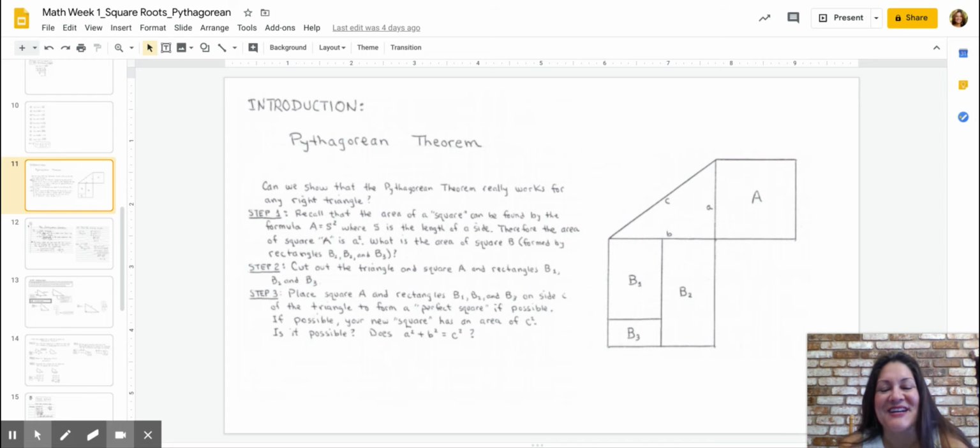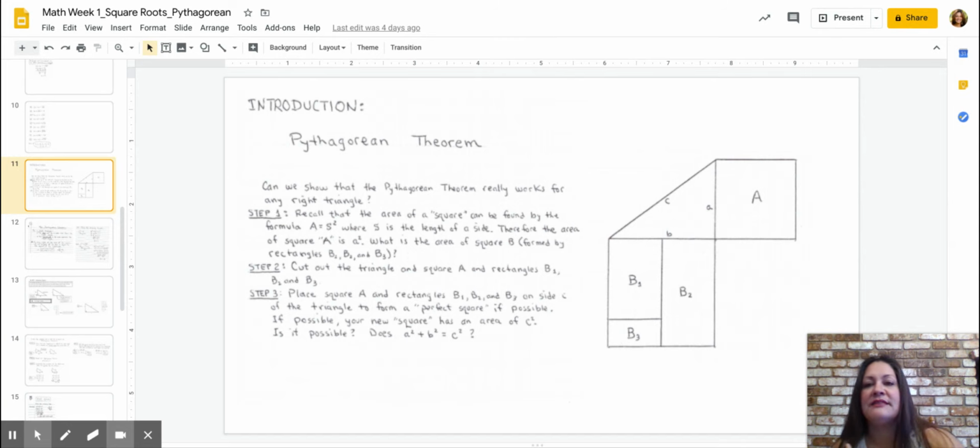Hi guys, here we are, Math Week 1, Part 2, Pythagorean Theorem. Now we've been doing this all year long, so hopefully when you take a look at it, you think, oh, I know how to do this. This is just extending what I already know, okay?